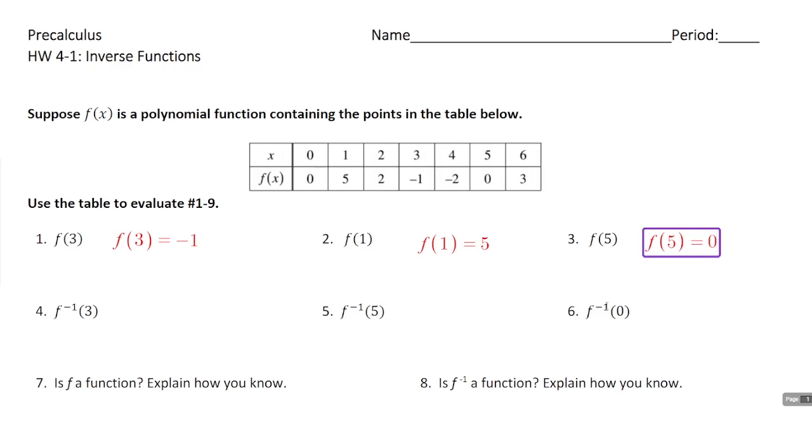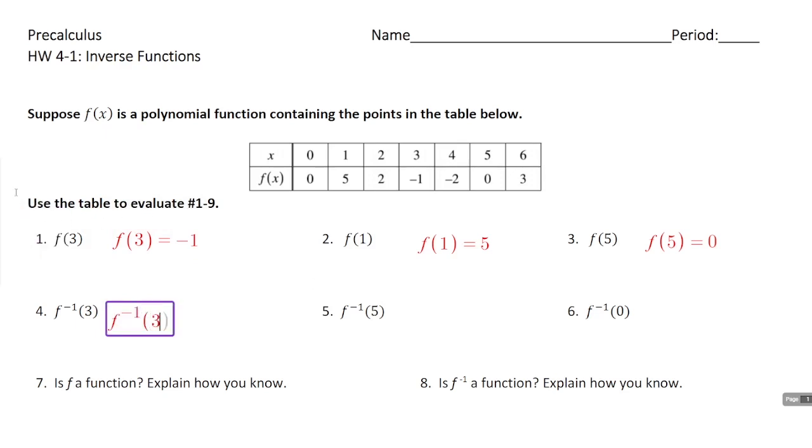Now for 4, 5, and 6, the question is reversed. It's asking you to find the inverse of f when the value of f is 3. So it's a kind of weird way of saying, hey, instead of looking for the y value, like we did up here, where we found that when x was 3, y was -1, here it's saying, when y is 3, what's x?